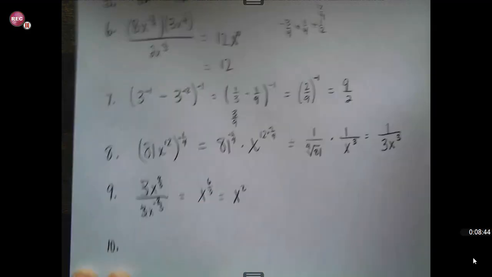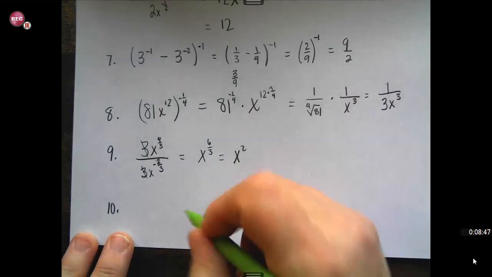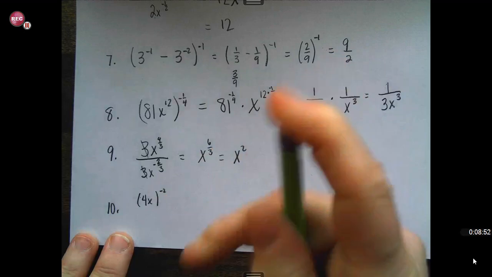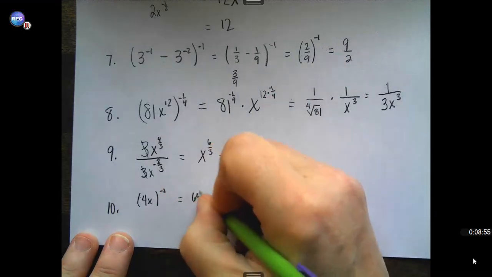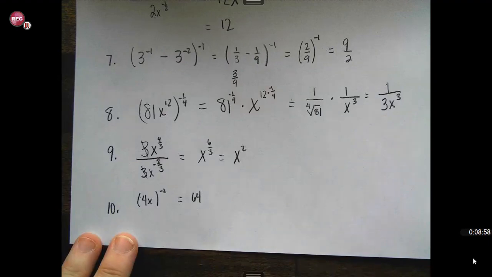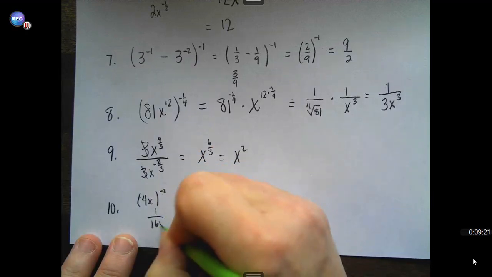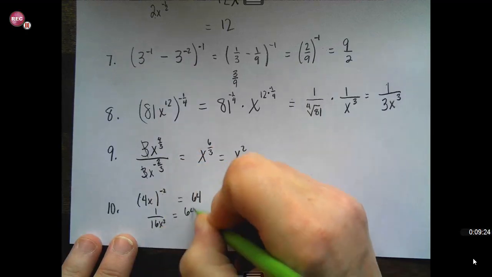Okay, number 10 has 4x all to the -2 equals 64. So I don't know if you remember, but we did problems where we had to match the bases, and we reserve that for when x is in the exponent. X is not in the exponent here, so I just need to solve. This 4x to the -2 is 1 over 16x squared equals 64 over 1.